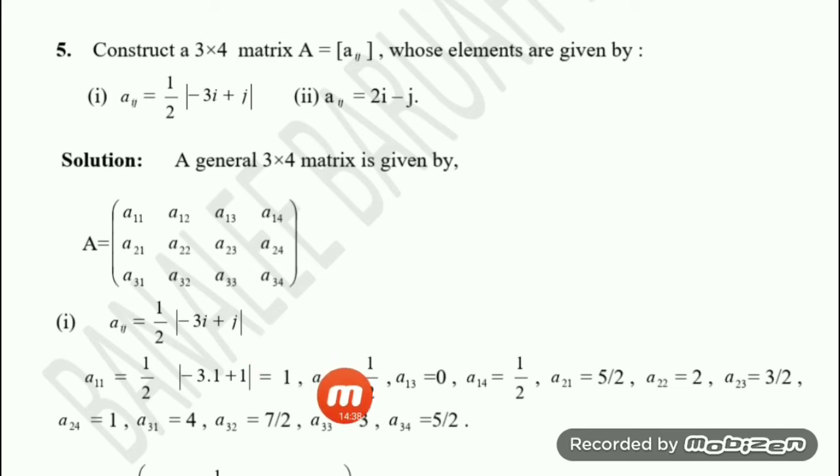A13: i means 1, j means 3, put it here. Minus 3 into 1, okay, that is equal to minus 3, j is 3 so plus 3. Minus 3 plus 3 will give you 0. So half into 0 is equal to 0. Similarly you calculate these values. You try the values yourself.